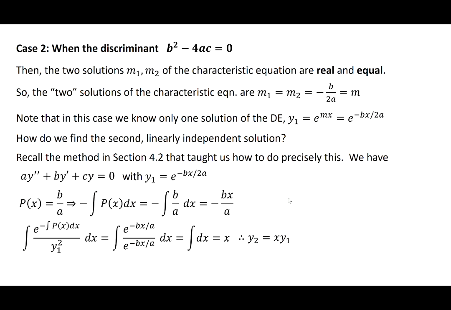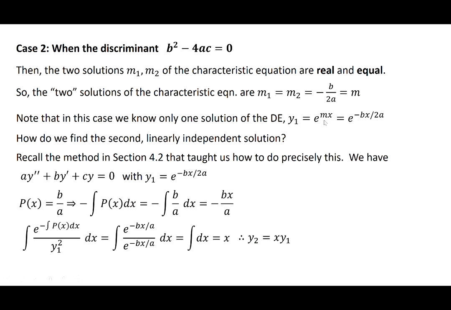Here is the idea, folks. When you get that am square plus bm plus c equal to 0, the characteristic equation, and you find that b square minus 4ac is 0, that is, the two roots are equal.